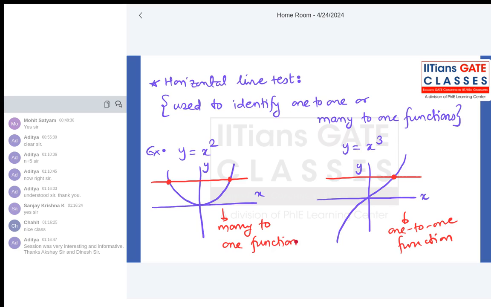Again, I request you to try other functions such as log, exponential, sinusoidal, trigonometric functions, inverse trigonometric functions. There are a lot of functions, but for the GATE exam, this is the most concentrated set of functions that is repeatedly used. You should at least know them and how to plot them.